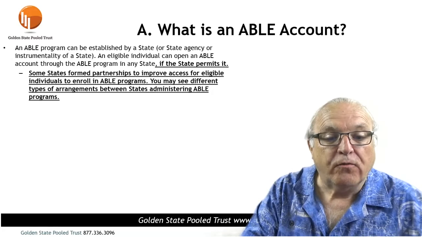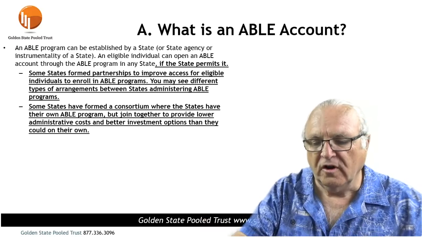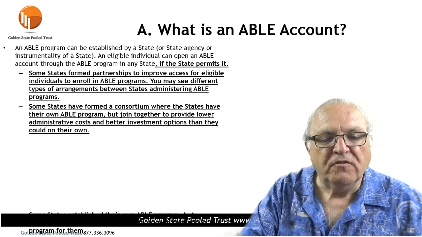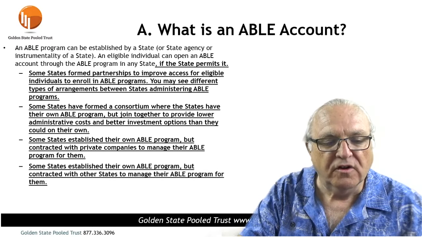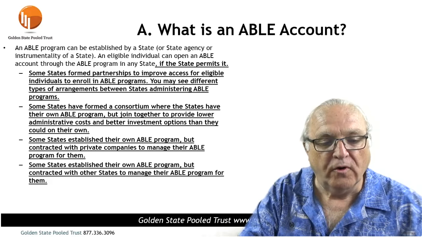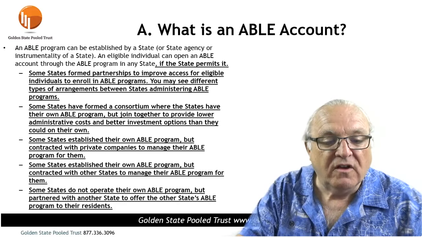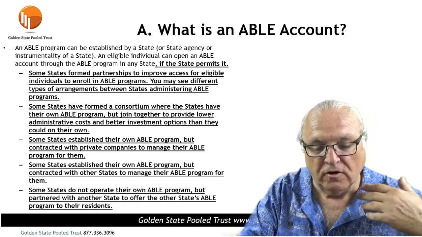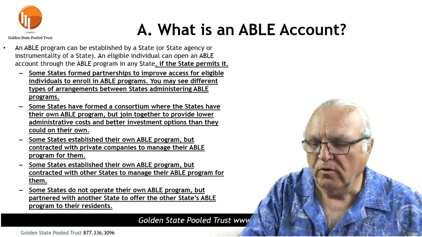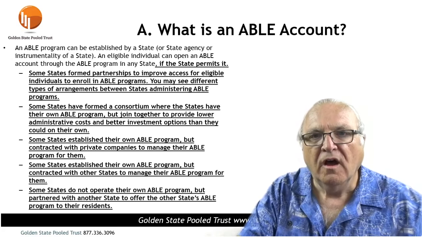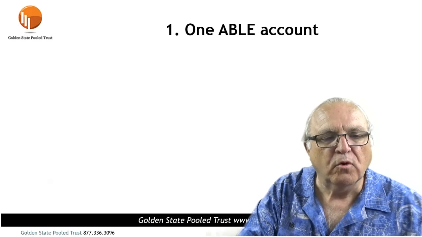So some states have formed partnerships. Some states have formed a consortium. There's two large groups here that have done that. Some have established their own ABLE programs, but have contracted with private agencies to manage them. And some states have established their own ABLE programs, but have contracted with other states to manage their programs as well. Some states haven't operated their own ABLE accounts and are not expected to. So once again, it really depends on where you're doing this. In California, once again, they're in the process of rebidding for this, so we'll see more about this.